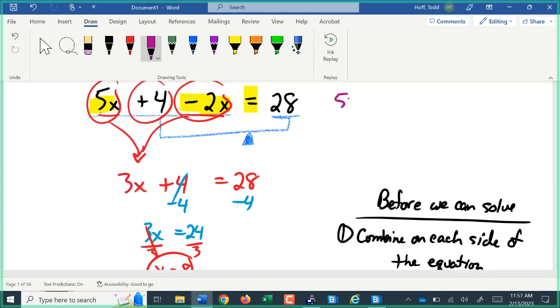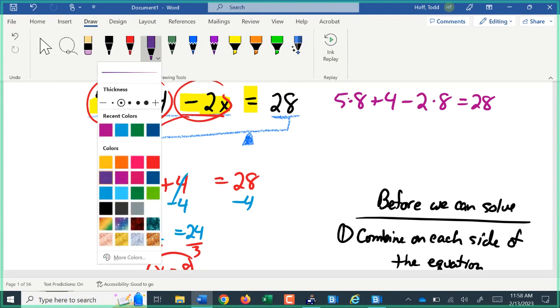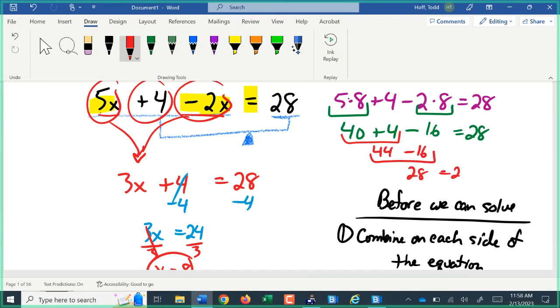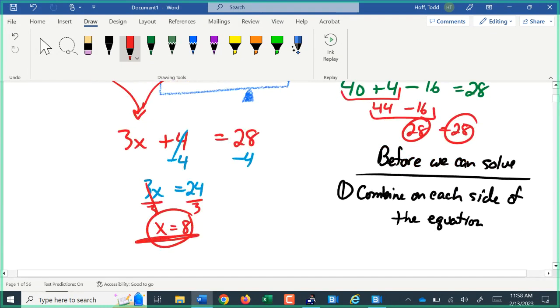So 5x becomes 5 times 8, plus 4 minus 2x will become 2 times 8 equals 28. Now we have 5 times 8 is 40, plus 4 minus 2 times 8 is 16. We can do those both in the same step because they're separated by operations of lower priority. Equals 28. 40 plus 4 is 44. And 44 minus 16 is 28. So we get 28 on each side, telling us that x equals 8 is a solution to that equation.